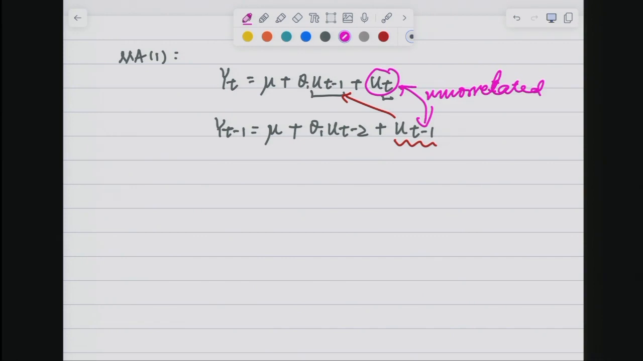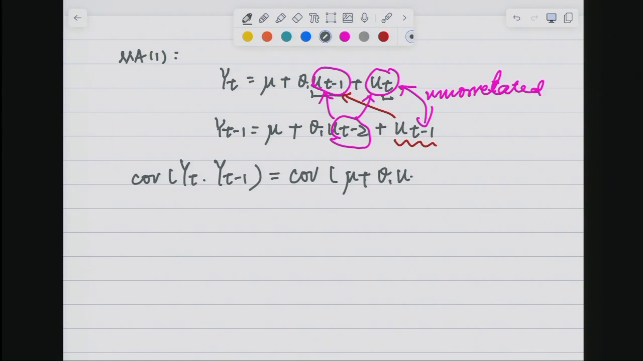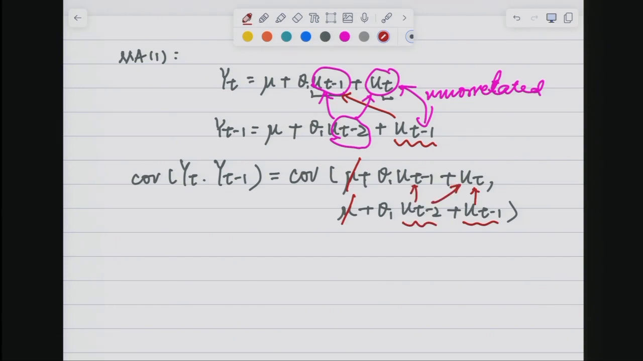Similarly, u_{t-2} is uncorrelated with u_t or u_{t-1}. What this implies is that if we compute the covariance between y_t and y_{t-1}, we'll have the covariance between mu plus theta_1 u_{t-1} plus u_t, with mu plus theta_1 u_{t-2} plus u_{t-1}, which is the equation for y_{t-1}. Now, mu is a constant, so it doesn't matter for the covariance because it's not random. u_{t-1} is uncorrelated with u_t. u_{t-2} is uncorrelated with either u_{t-1} or u_t in the equation for y_t.